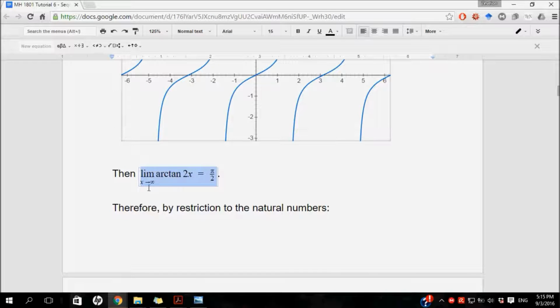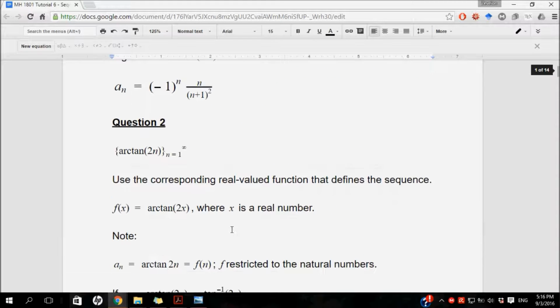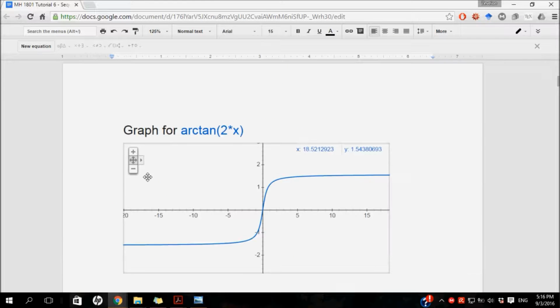So if we can understand what this limit is, and it turns out that it does converge, we shall see why, then we also can, by restriction to the natural numbers, find out what the limit of our original sequence is going to be. So let us now try to understand how we shall obtain that this sequence does converge and that the limit in this case is pi over 2.